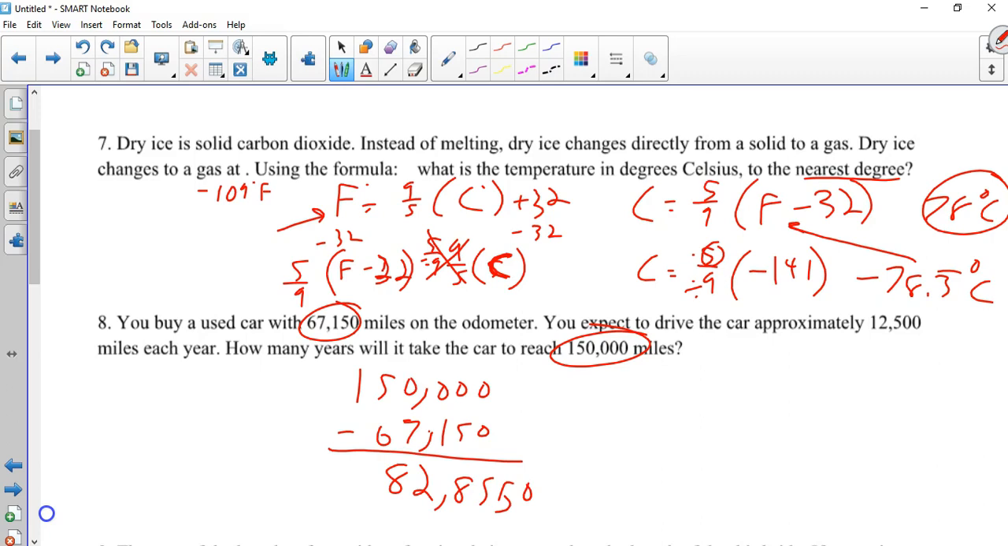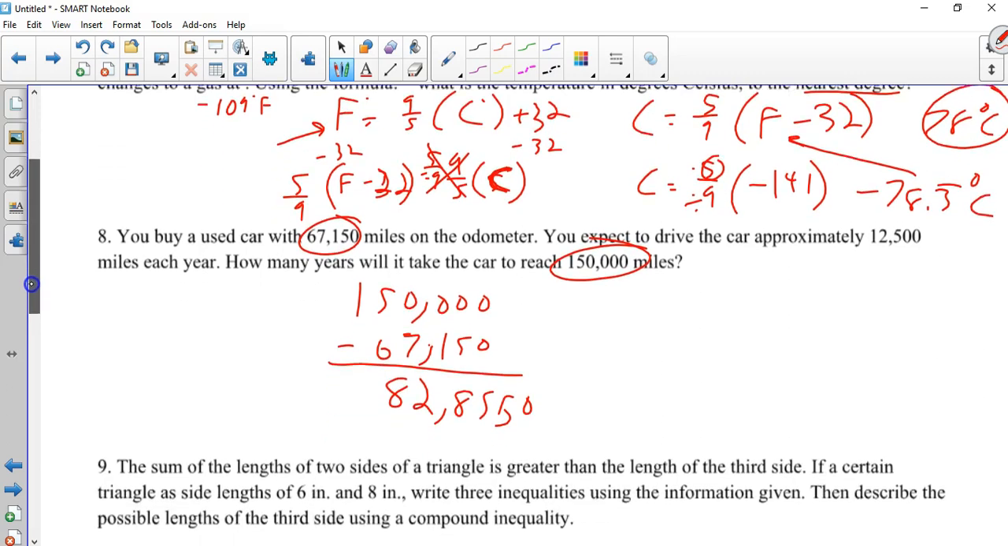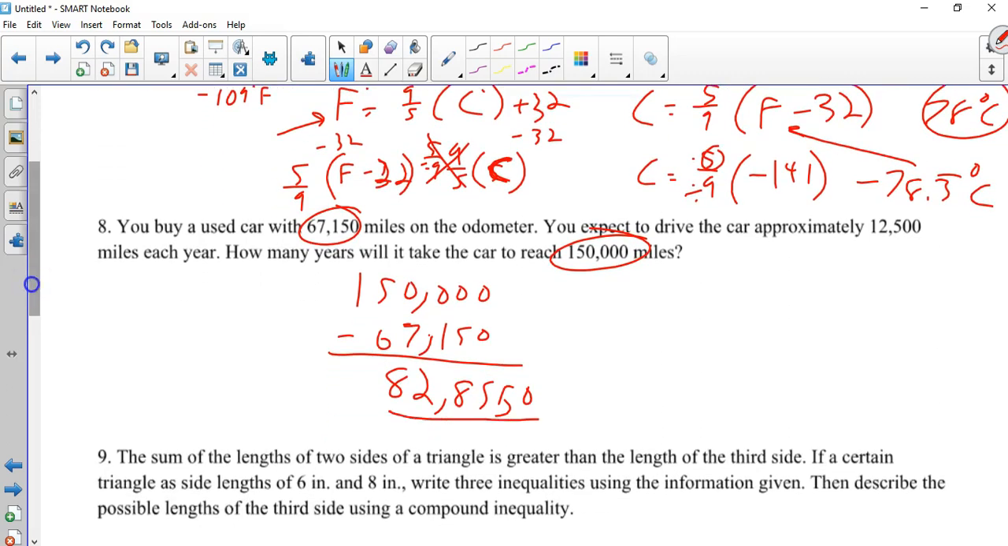If you're going to go 12,500 per year, that means division. We're going to take our answer and divide by 12,500. That's going to be 6.628. So approximately 6.5 years. A little over that.